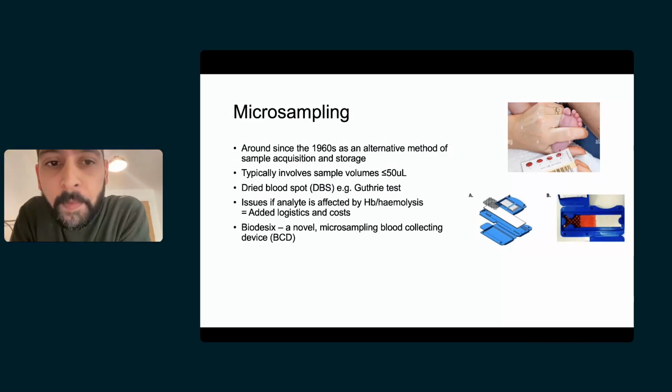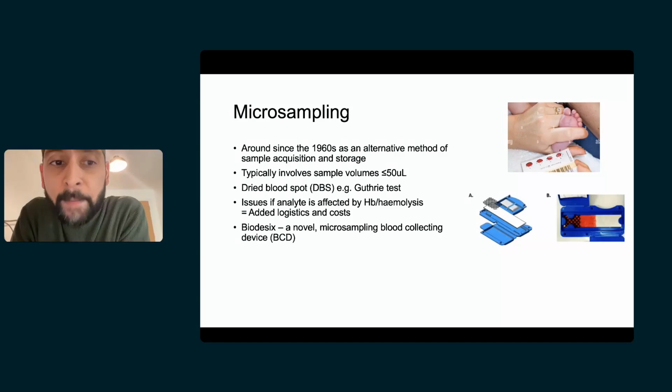The most common or well-known example since the 1960s that we've been experiencing in the form of microsampling has been dried blood spot tests. The figure that we have on the top right, which have been used in the form of neonatal pediatric screening to identify inborn errors of metabolism.